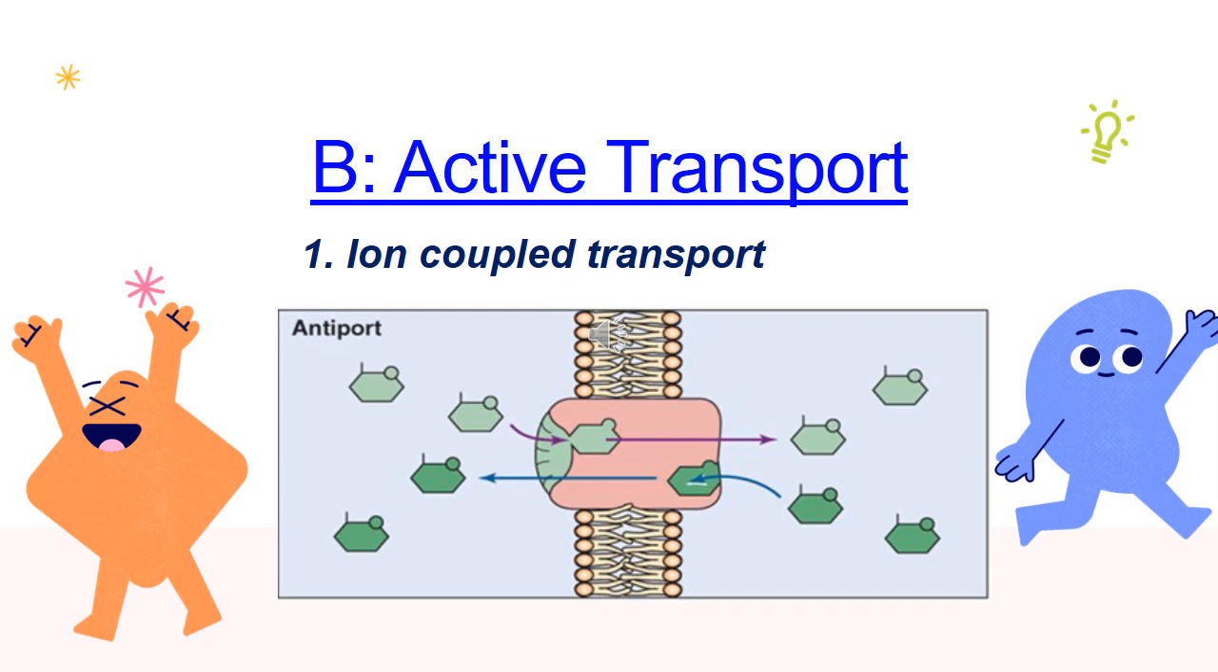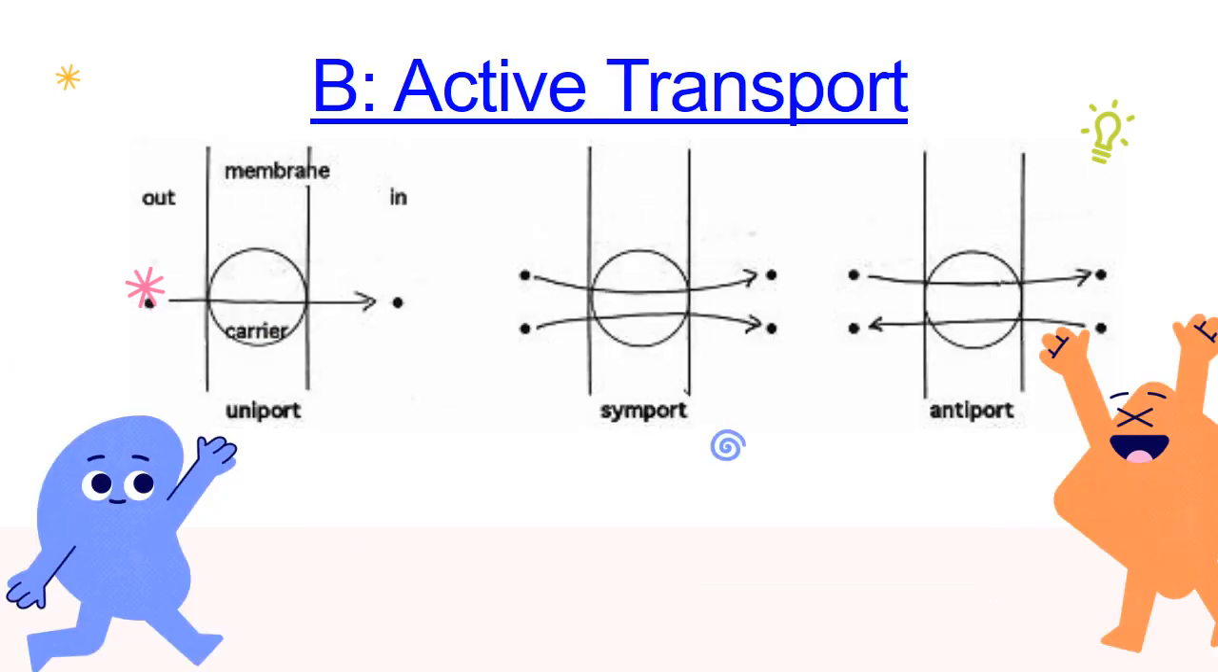So again, review po, kapag uniport, mag-isa po niya or isa-isa sila in one direction. And kapag symport po, parehas po sila, sabay po silang pumapasok. Kapag antiport, from the word anti is, magpapalitan lang po sila ng direction simultaneously.